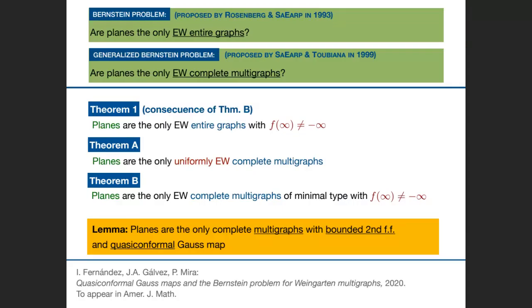So once we have proved this main lemma, we have all these three results that we saw in the second part of the talk regarding the partial resolution of the Bernstein problem and generalized Bernstein problem for elliptic Weingarten surfaces.